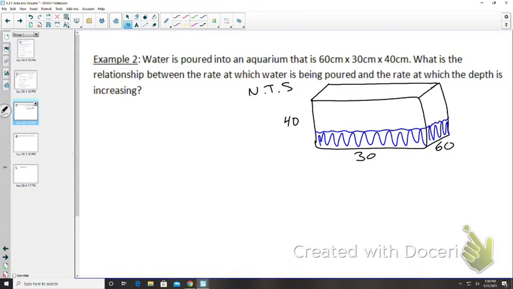Wait, why don't we just switch the 60 and 30? Yeah, you can do that. Oh, that actually is Sam. The 60 and the 30. Yeah. I don't know. This is just how I had it set up.